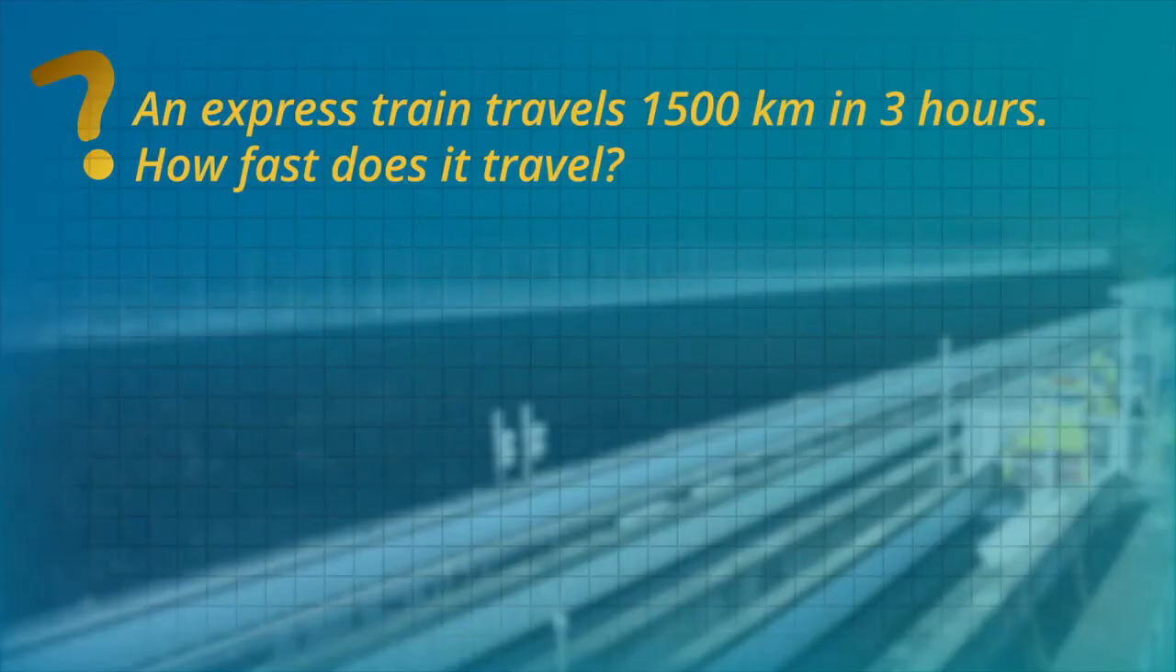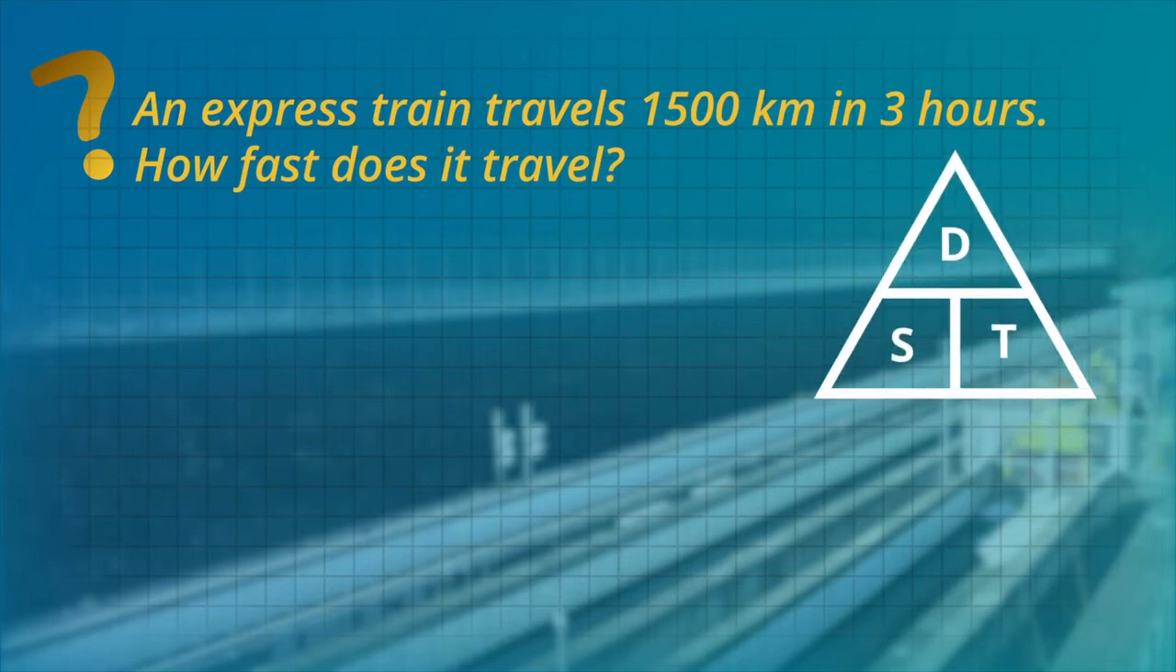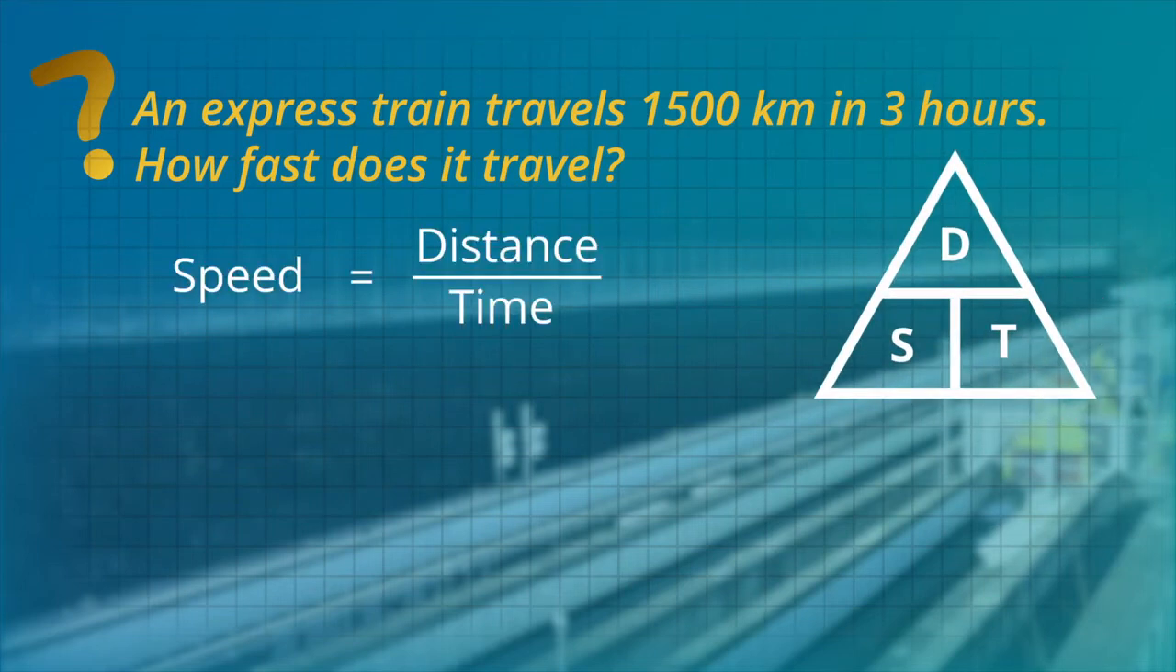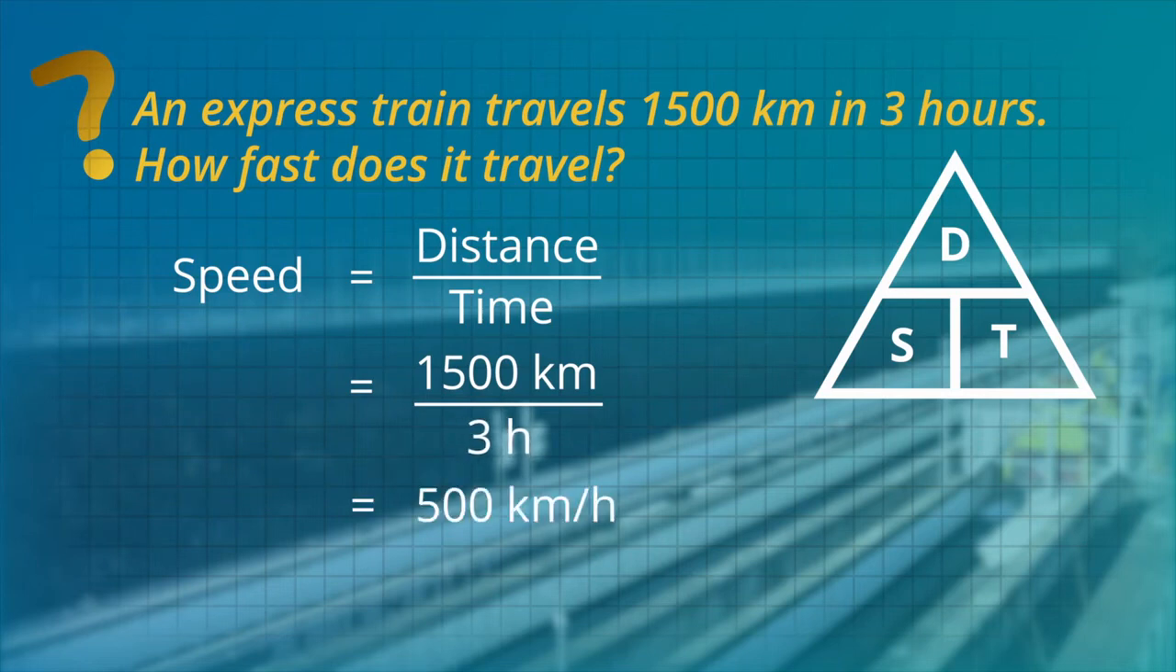An express train travels 1,500 kilometres in 3 hours. How fast does it travel? Okay, here's the DST triangle. Speed equals distance over time. We know the distance is 1,500 kilometres. And we know the time is 3 hours. So the speed is a super fast 500 kilometres per hour.